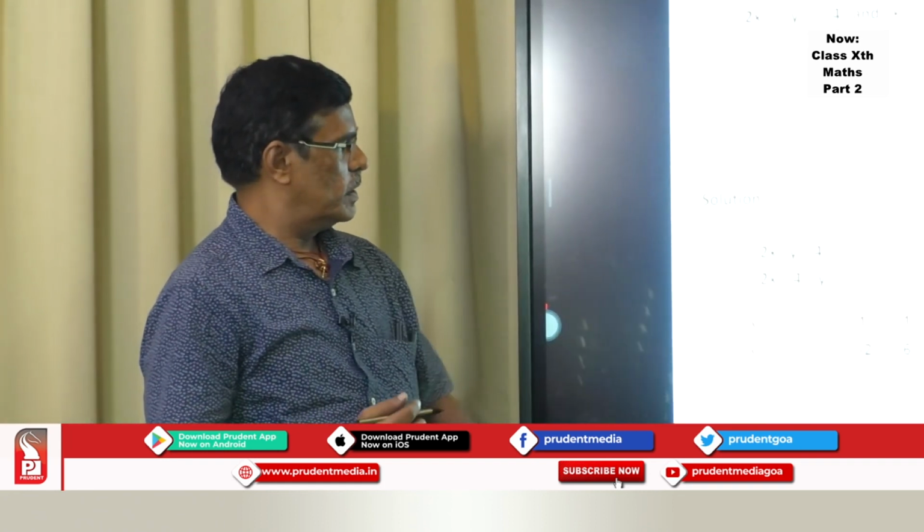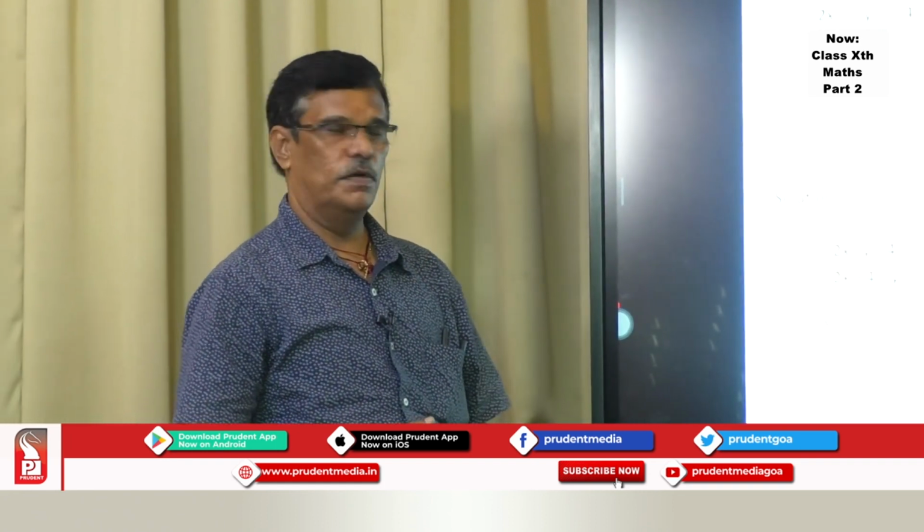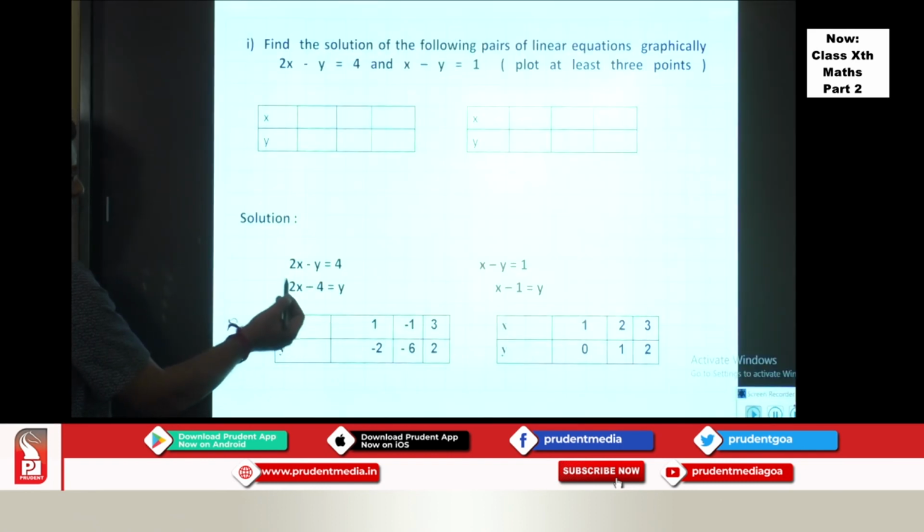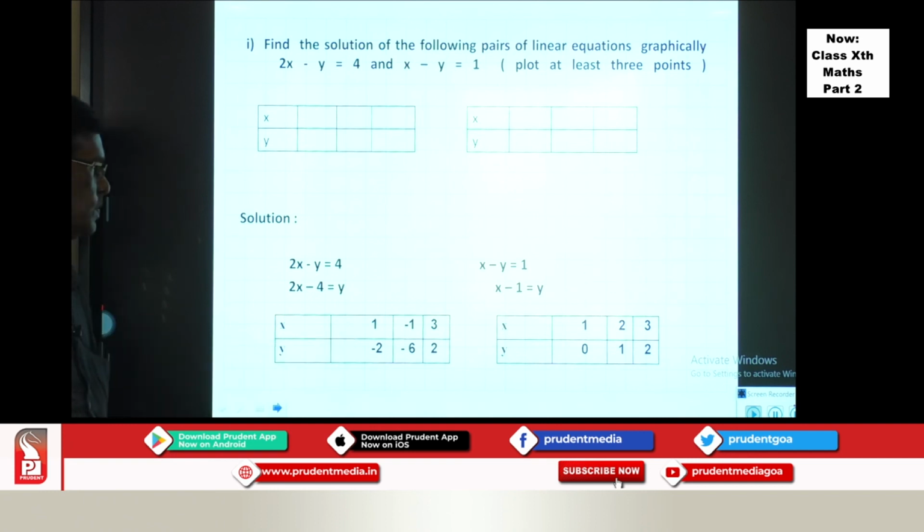I have found out the value of x and y. Let me take now here. Here I am substituting in the first equation, I am substituting the value of x now. So I have taken here x value is 1, 2 1s are 2. So 2 minus 4 is minus 2. So I got that value of y is minus 2.